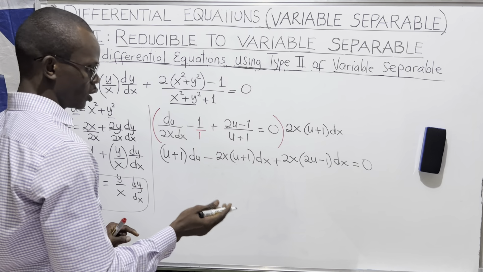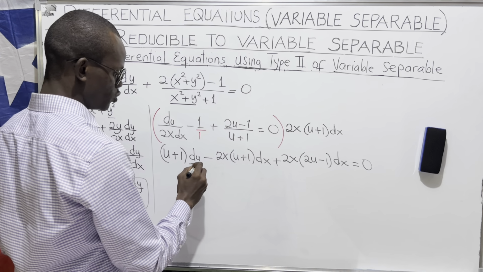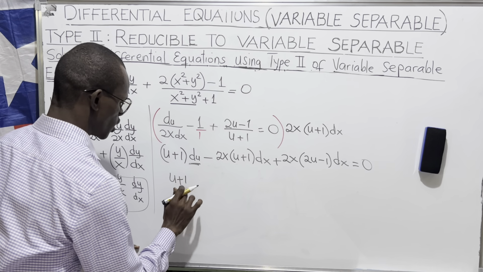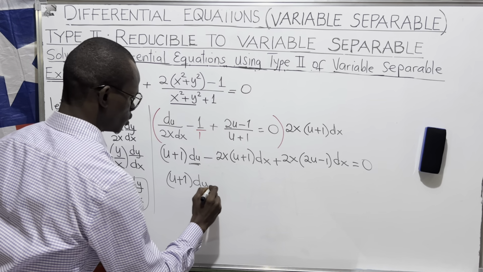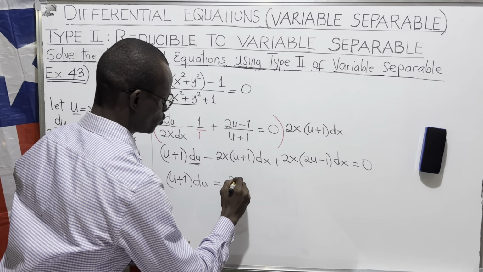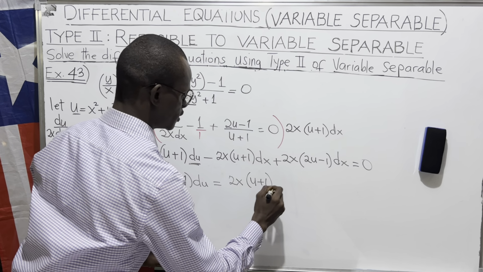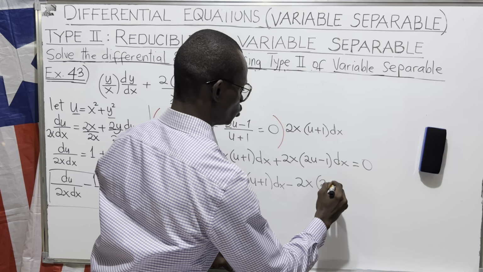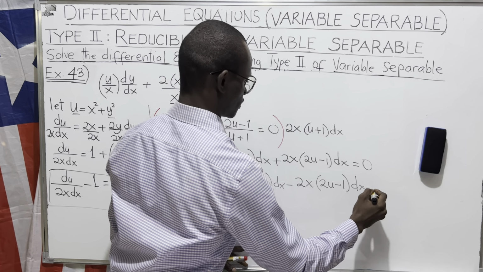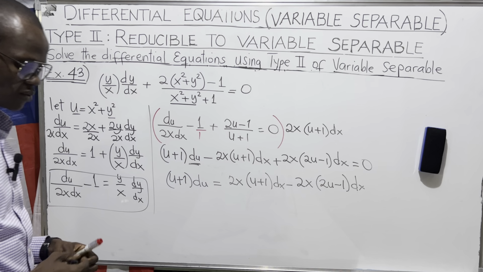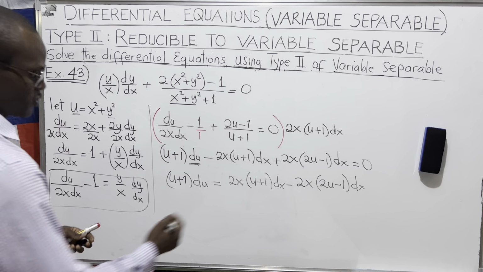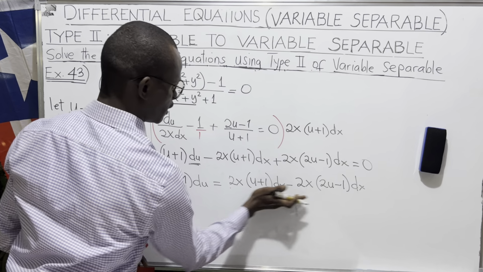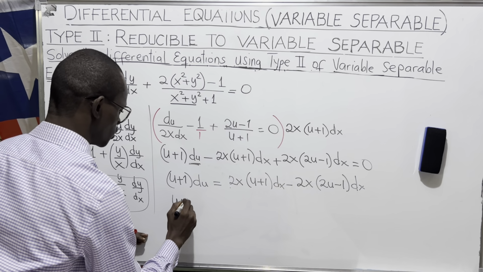So you want to make sure that all of your terms with du are on the left hand side and all of the terms with dx on the right hand side. So we have u plus 1 du. So the rest of the terms across, so we have positive 2x u plus 1 dx, and then this is negative now, negative 2x, 2u minus 1 dx. So the next thing we need to do is to see how best we can factor common expressions within, let's say, the right hand side of this equation. So we got u plus 1 du.